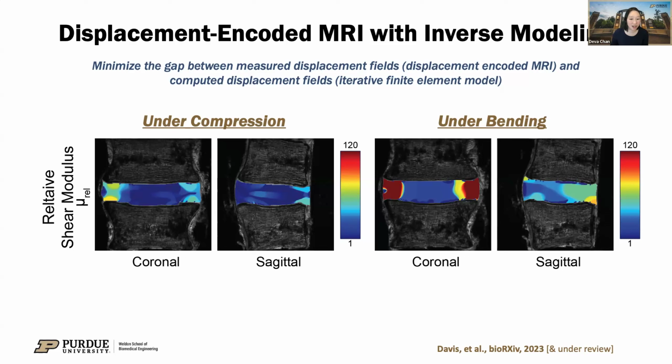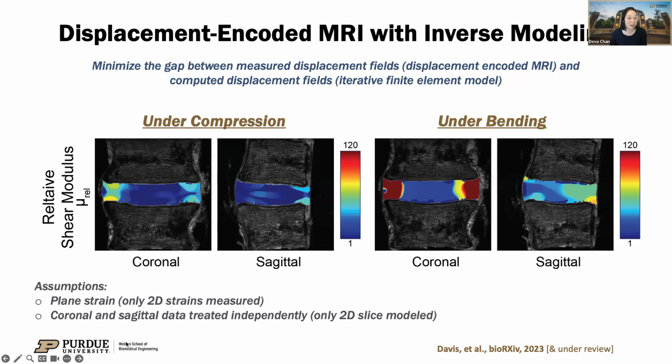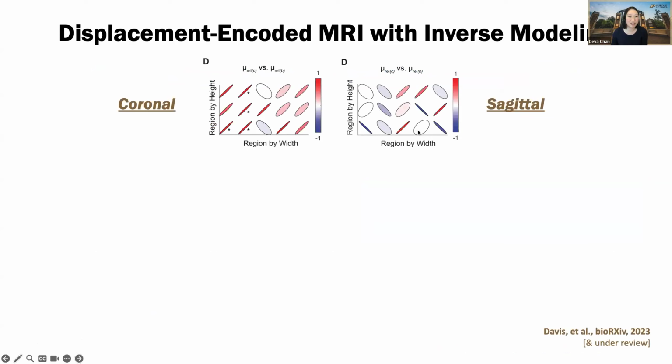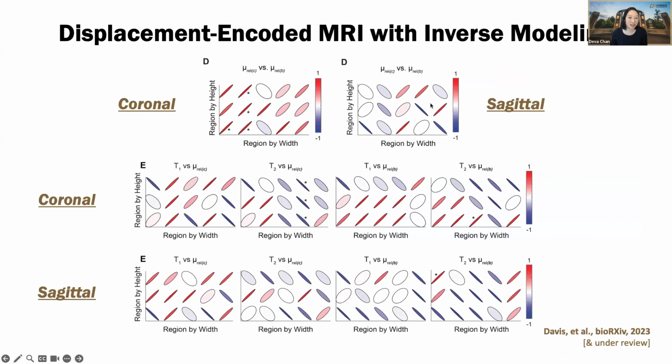And so, of course, I have to acknowledge that there are some limitations and assumptions here. We're right now working with only 2D strains. And of course, we're treating the coronal and sagittal right now as independent. And so when we compare all these, we find that the coronal and the sagittal have some correlations, but they're not perfectly correlated with each other, nor with the coronal or sagittal measurements of T1 and T2.